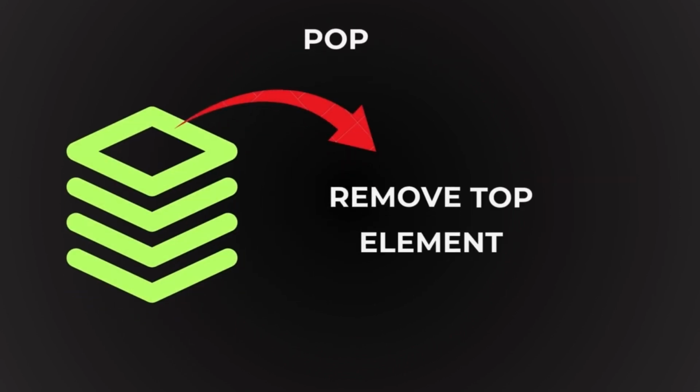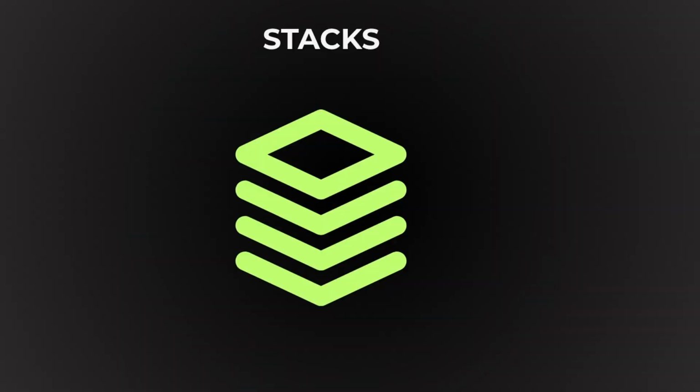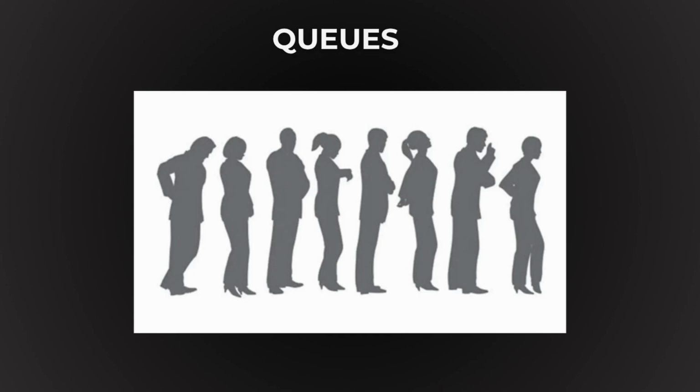Popping is when you remove the topmost element from the stack, and peeking is when you're just taking a look at what the element at the top of the stack is. All of these are very fast, which is why stacks are optimal for certain problems. Queues are the opposites of stacks.